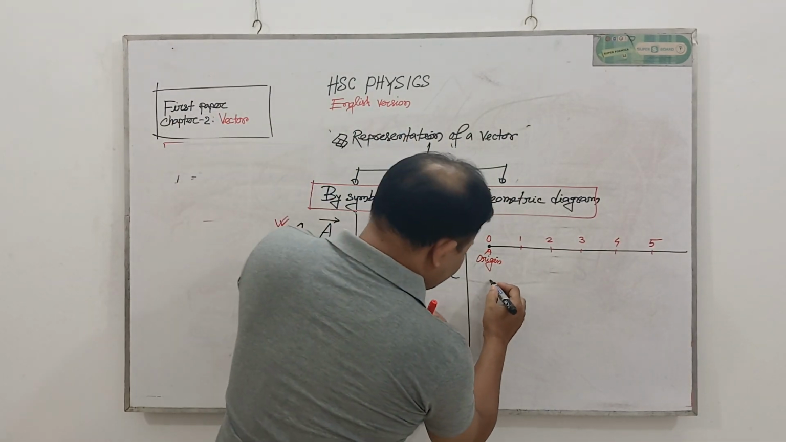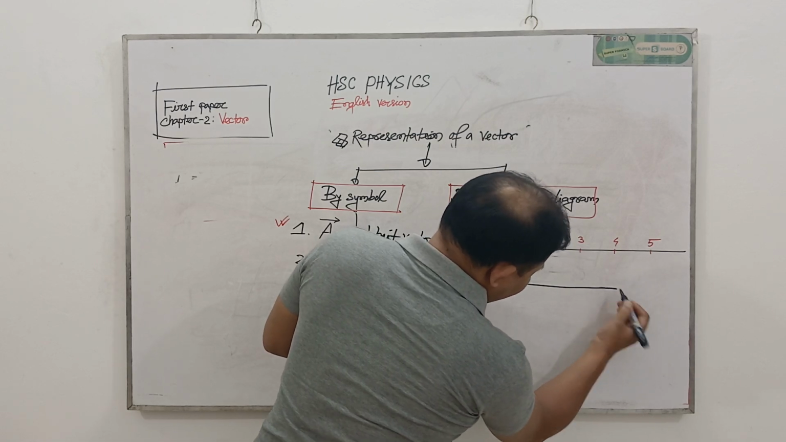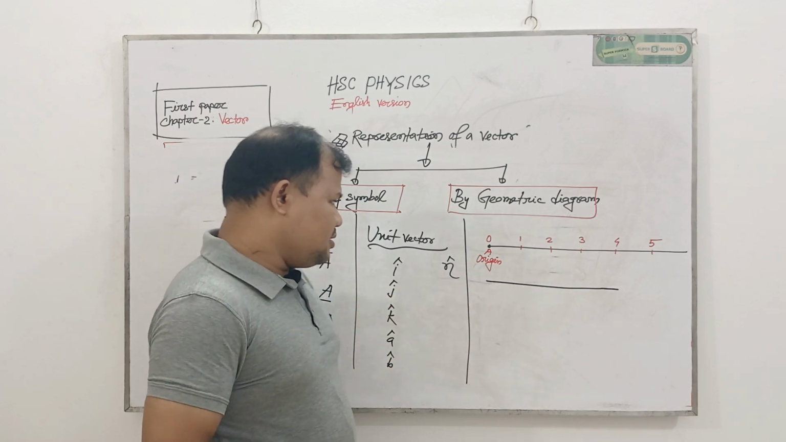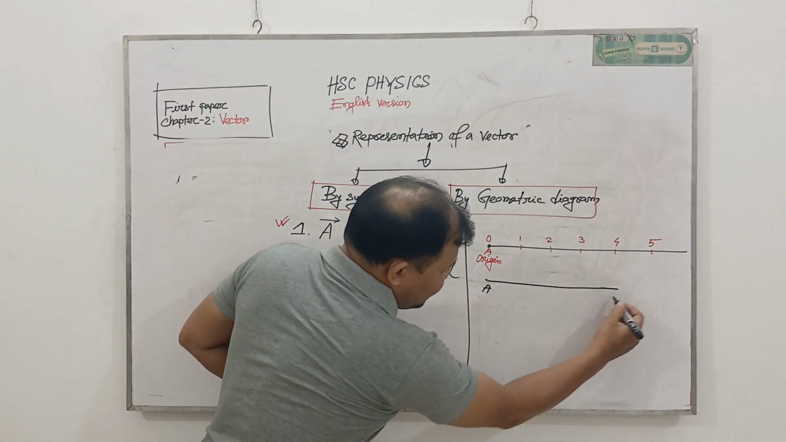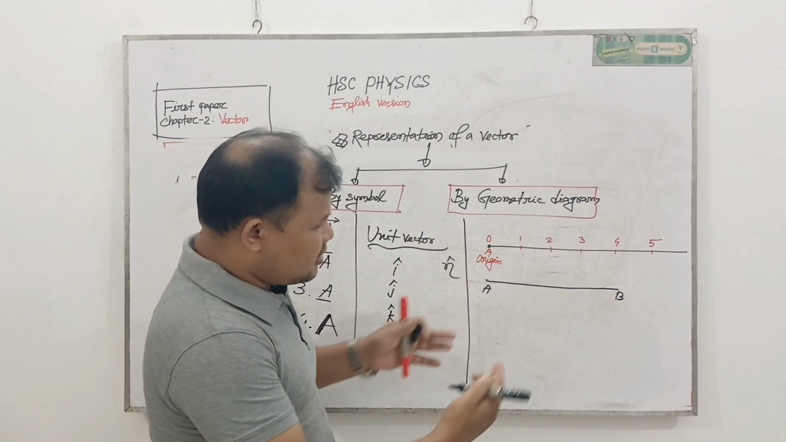Suppose we have taken a 4 meter line. Suppose we have taken 4 meters from this line. So this is the line segment. The name is A and B. We have taken 4 meters from this line. This is the line segment.